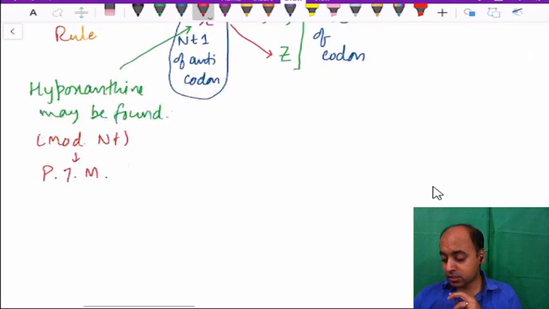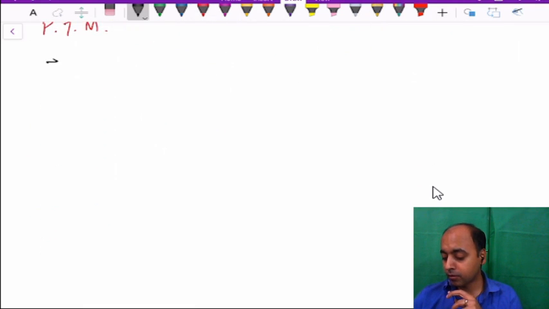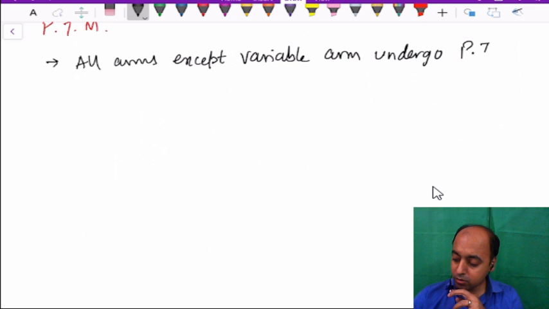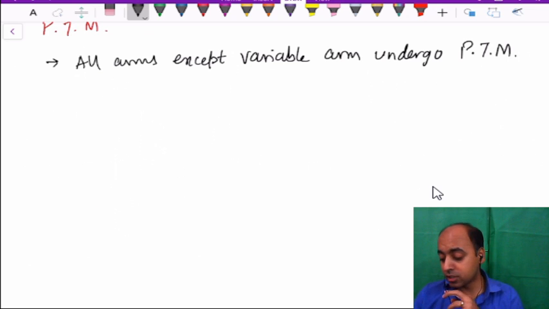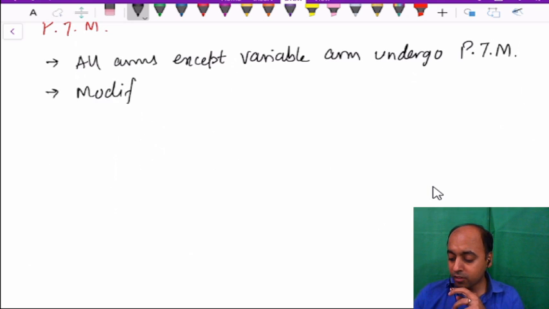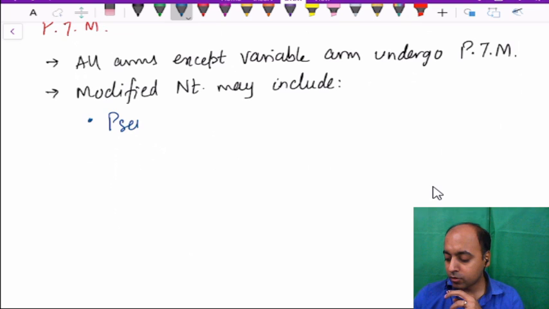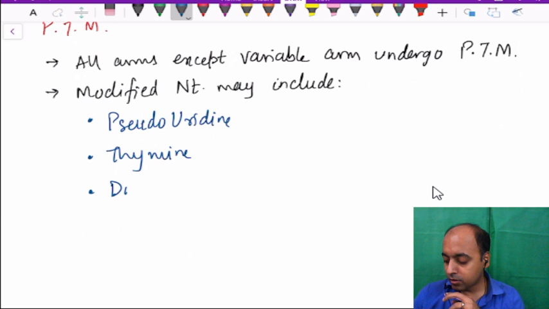So I'll quickly give an important summary. All arms except the variable arm undergo post transcriptional modification. The modified nucleotides may include, number one, pseudouridine, the thymine, the dihydrouridine, and hypoxanthine.